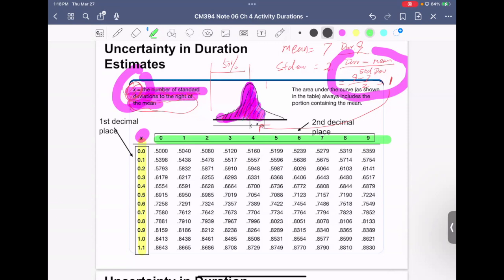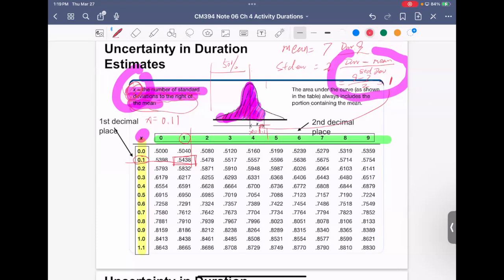So that means you will get x equal to a number from here and then a number from here. Does that make sense? So that means if we have x equal to 0.11, then the corresponding value will be here. Does that make sense? So if your x here is equal to 0.11, that means you are 0.11 times the standard deviation to the right of your mean.